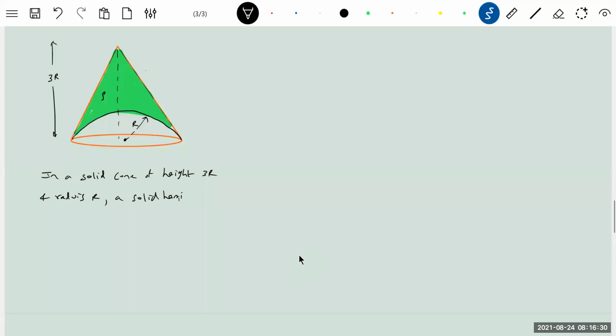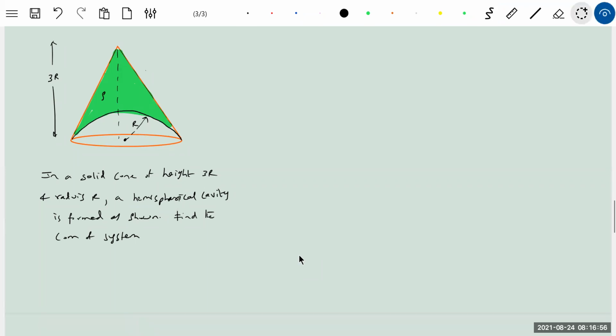a solid, a hemispherical cavity is formed as shown. Find the center of mass of the system, and this is called a hemispherical cavity. Are you able to understand? I'm just going to remove a part. So in the solid cone, some hemispherical part is removed here. So that will become a hemispherical cavity.